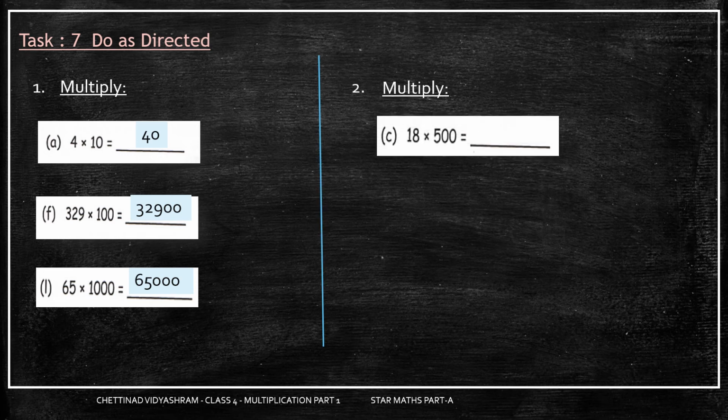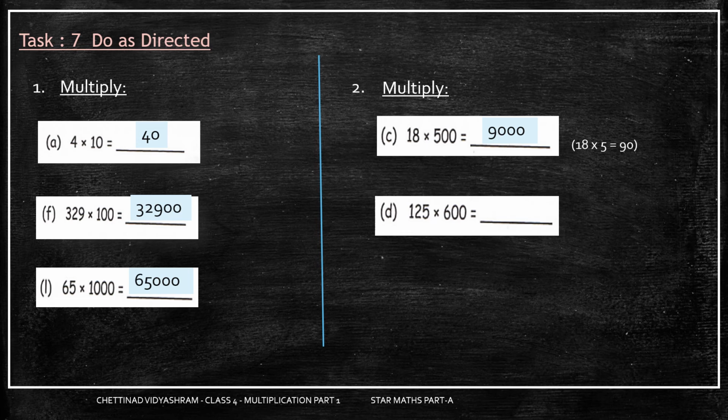The second one is also multiplication. But now we are going to multiply with the numbers 18 into 500. So 18 into 5. First, what is the rule? First multiply the number, then put 2 zeros to the right of the product. So 18 into 5 is 90. When you add 2 zeros to the right of the product, I'll get 9000 as the answer.